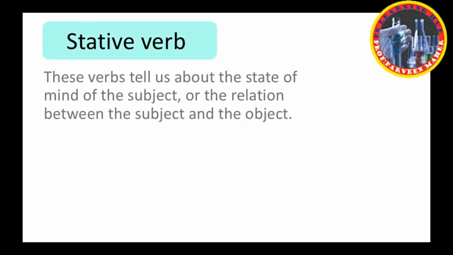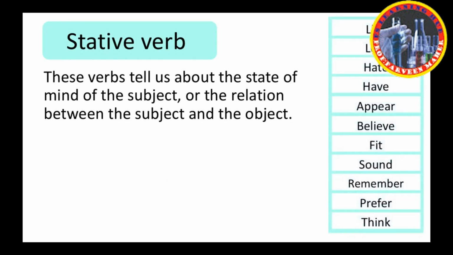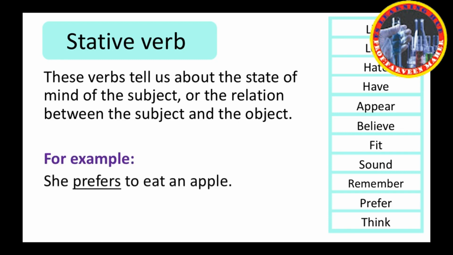Stative verb. These verbs tell us about the state of mind of the subject or the relation between the subject and the object. This includes like, love, hate, have, appear, believe, fit, sound, remember, prefer, think. For example, she prefers to eat an apple. He likes to walk to school.